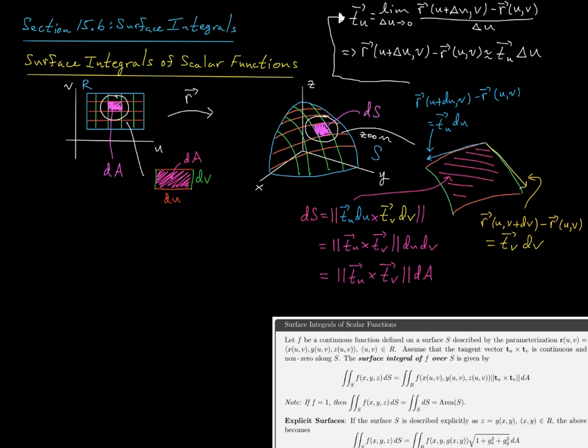And I'll go ahead and pull the du and the dv out in front, and that is just dA. So I get that, again, the differential change in surface area, dS, is equal to the magnitude of the cross product of these tangent vectors, Tu and Tv, times the differential area element over here in the domain, right? It's just my dA there.